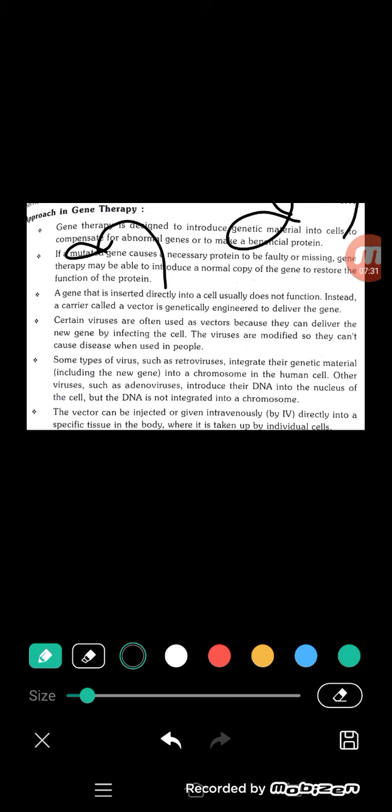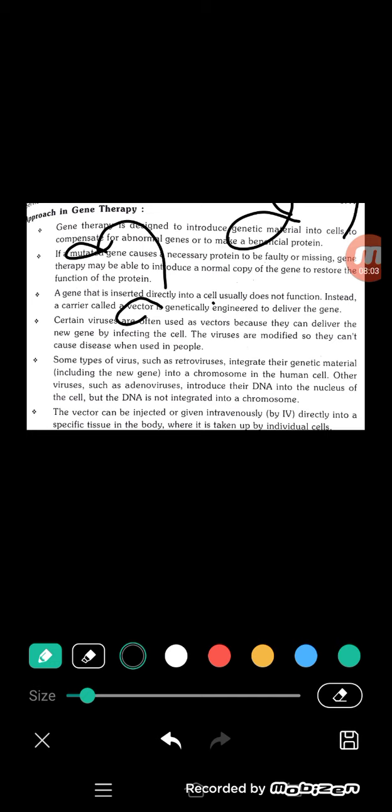A gene inserted directly into a cell usually does not function, so instead a carrier called a vector is used. Here one cell is not working, so the new gene is transferred into that cell with the help of a vector. A vector is nothing but a carrier. The carriers transfer the new genes into the affected or mutated cell.